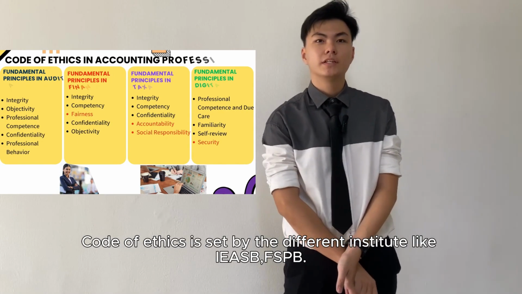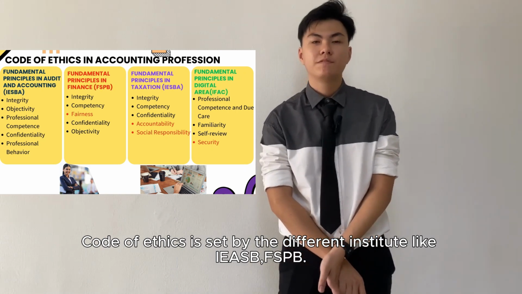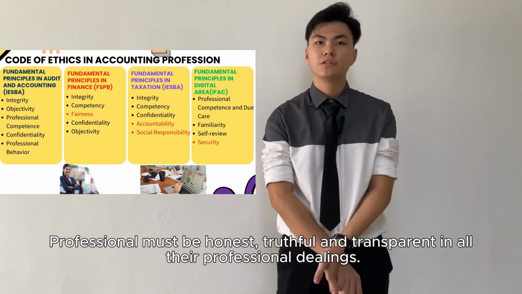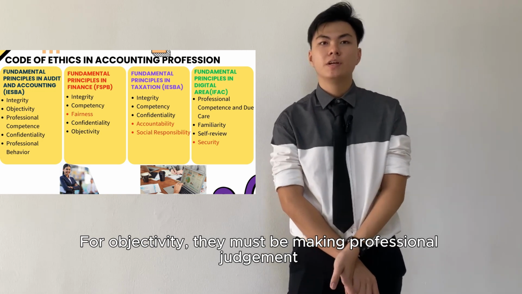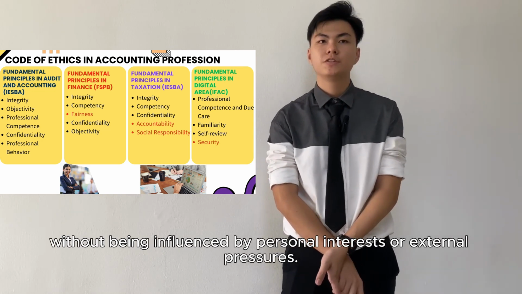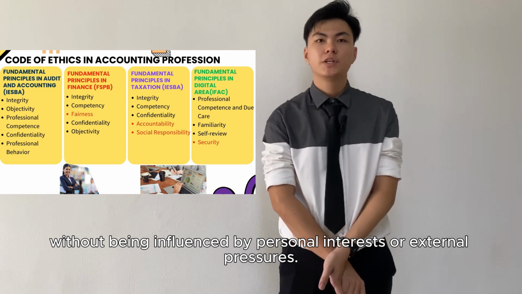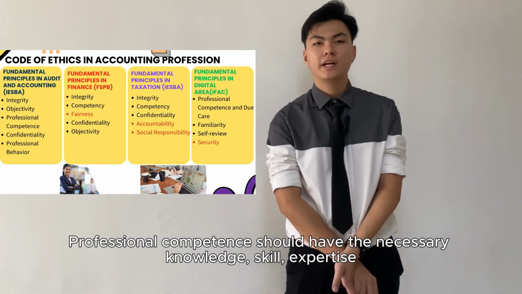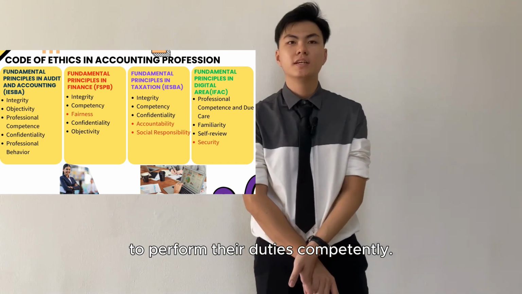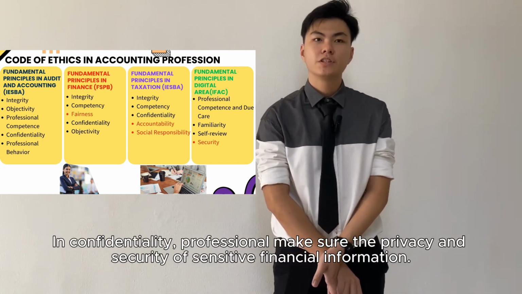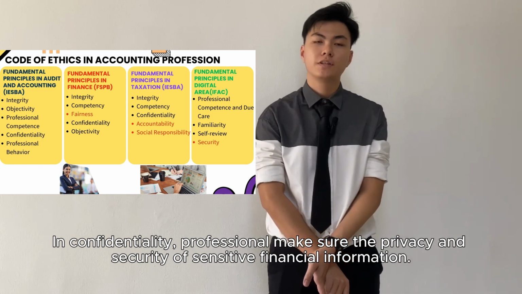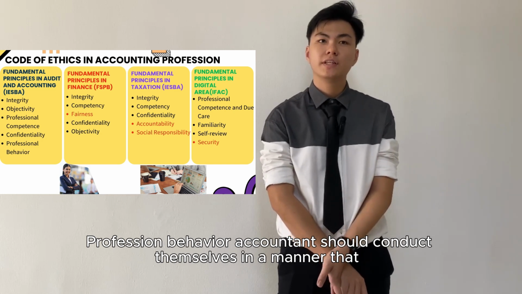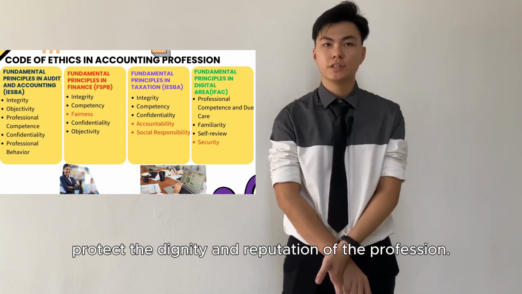The code of ethics is set by different institutes like IESBA and IFAC, and professionals must be honest, truthful, and transparent in all their professional dealings. For objectivity, they must make professional judgments without being influenced by personal interest and external pressure. Professional competence: they should have the necessary knowledge, skill, and expertise to perform their duties competently. In confidentiality, professionals ensure the privacy and security of sensitive financial information. Professional behavior: accountants should conduct themselves in a manner that protects the dignity and reputation of the profession.